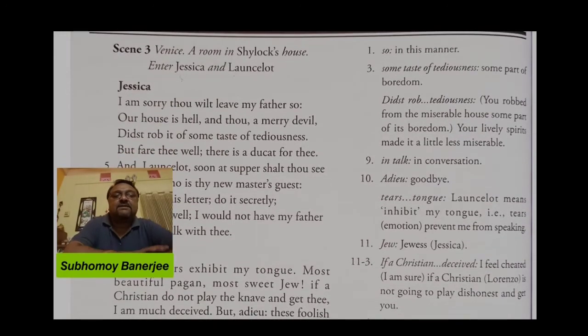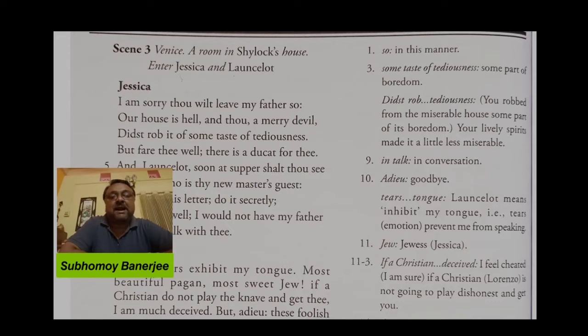Enter Jessica and Lancelot. Jessica says, "I am sorry thou wilt leave my father." So I am really very sorry to note that you have decided to leave my father in this manner. "Our house is hell, and thou, a merry devil, didst rob it of some taste of tediousness." Our house is really a hellish place, because here there is no joy, no laughter, no mirth. And as long as you have been here, Lancelot, with your foolishness, you have created a lot of humor, a lot of fun, at least for me in my life.